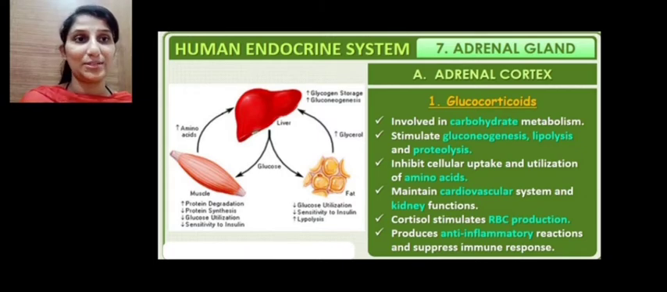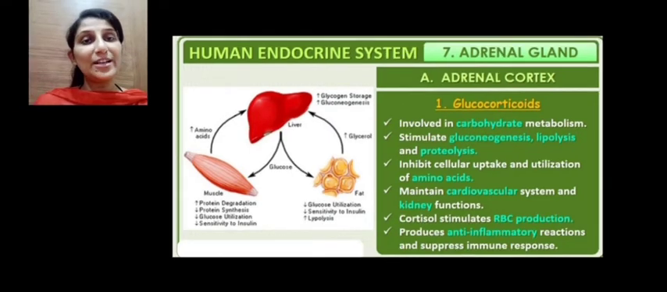Do you know what an inflammation is? The biological response given to harmful stimuli is called inflammation. So it produces anti-inflammatory reactions so as to suppress the immune responses. Usually the inflammatory responses are given mainly by the immune system or immune cells. So the glucocorticoids, in certain conditions, suppress the immune response so as to produce anti-inflammatory reactions. No inflammation is given.